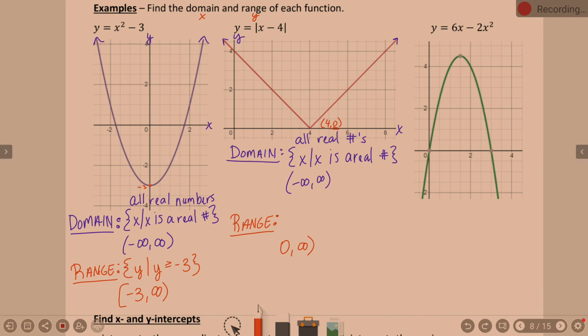Does this graph go through the point 0? It does. It goes through the point 4, 0. So we're going to use a bracket there. Now, in terms of an inequality, it's going to be y such that y is what? Greater than or equal to 0. Because the graph started at a low of 0, goes up to infinity.